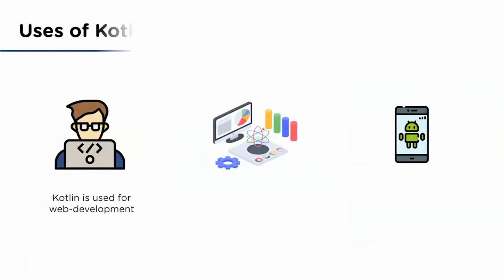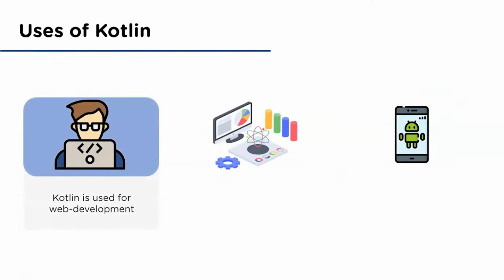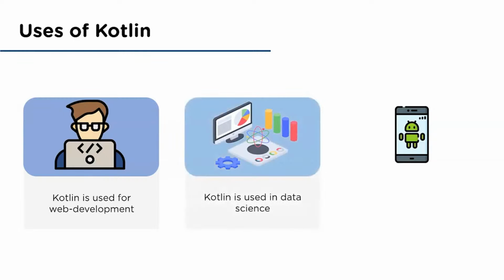Now, coming to uses of Kotlin. Kotlin is used in web development. It is compatible with Java and also much easier to work with. Also, Kotlin works fine with Spring and some other frameworks, which makes it an easy replacement of Java when it comes to web development.